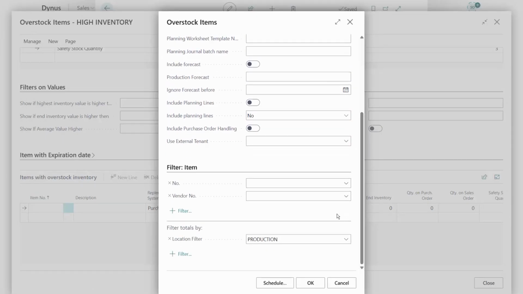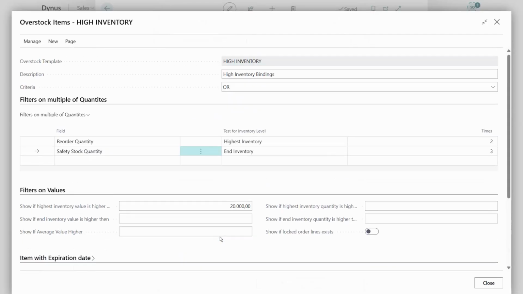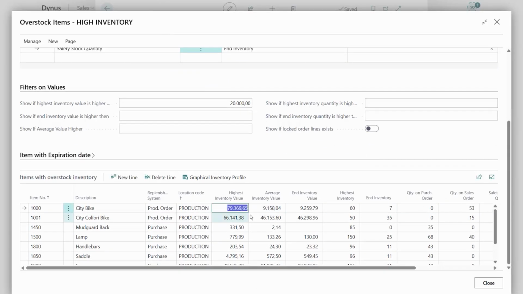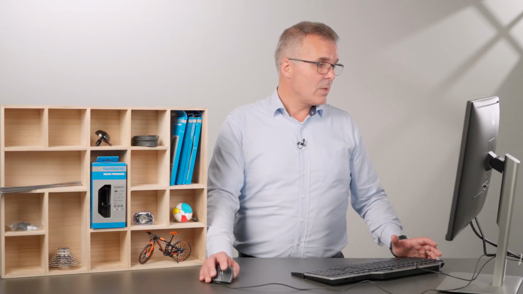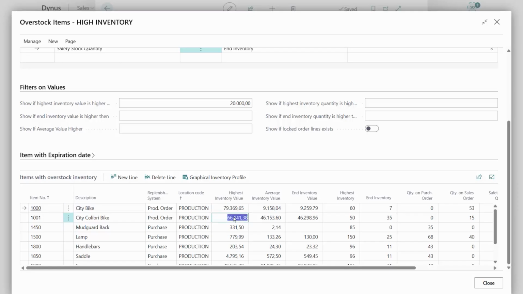I have a template, so which orders to include, just like when I do all the other reverse planning issues, where they only include released orders or open orders, etc. When I'm calculating this, I can see that I have, in this case, maybe 8 different items, some of them falling for my highest inventory value. So my city bike here has an inventory value of 80,000. I have to look at that.